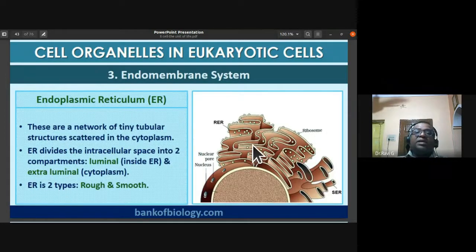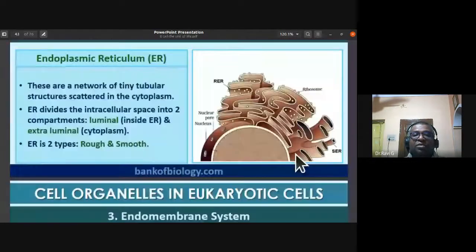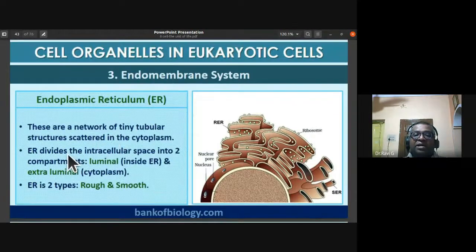First, we'll discuss the endoplasmic reticulum. This diagram might be required, so you might have to roughly draw it. The endoplasmic reticulum is a network of tiny tubular structures scattered in the cytoplasm. The ER divides the intracellular space within the cell into two compartments, the luminal compartment and the extraluminal compartment.